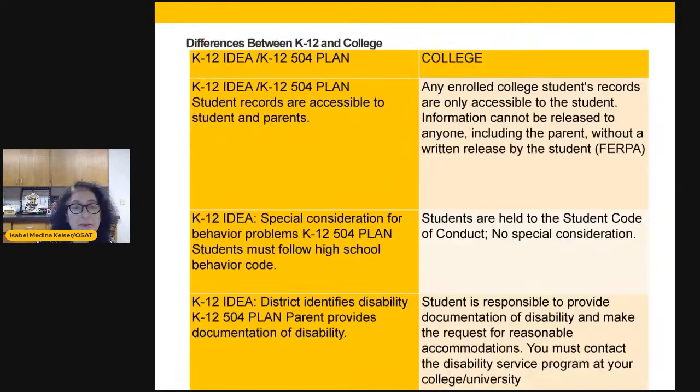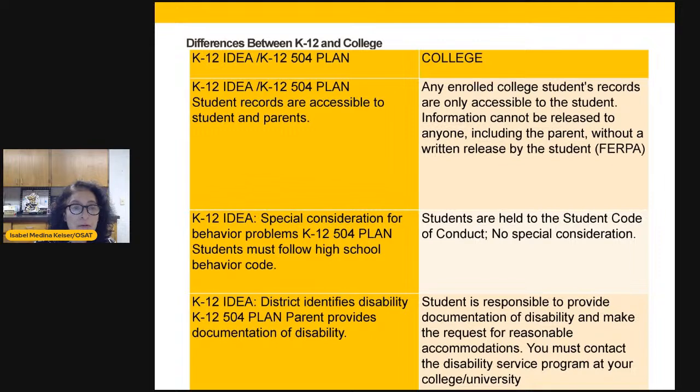Next slide, please. I just wanted tonight to go over with you the differences between K through 12 and college. My best way to say it is that the student is in the driver's seat. That is the most important thing to know. It's going to be that student who's going to have to advocate for themselves to make sure that things happen. And so it's really important for them to find their voice.